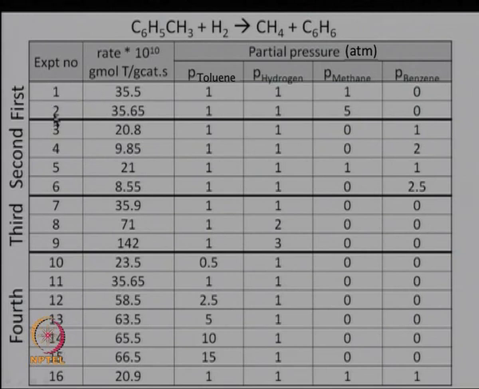The first set is by changing the partial pressure of methane, and then the second set by changing the partial pressure of benzene, and then the third set by varying the partial pressure of hydrogen, and the fourth set by varying the partial pressure of toluene. Now, remember that partial pressure is a reflection of the mole fraction of each of these species. So, we can now deduce a rate law by looking at this experimental data.